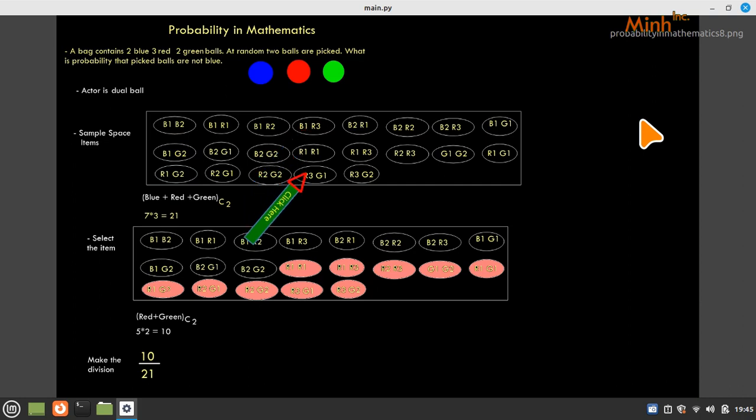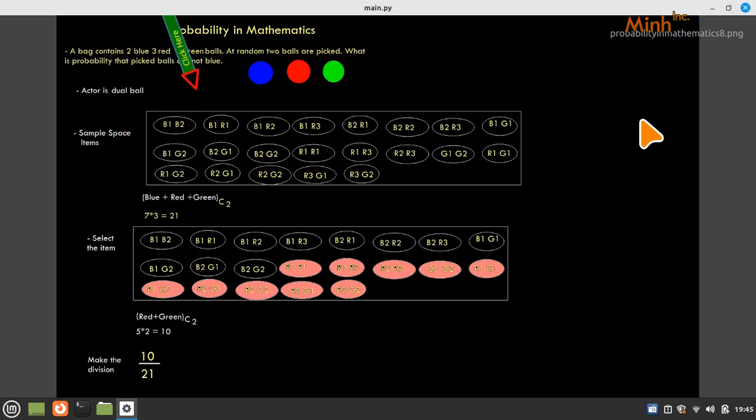Where are we interested? We are interested in all the items where blue is not coming. If that is true, then there are 10 items where blue is not coming, and there are a total of 21 items. So the division, if we make it at the end, will come as 10 by 21. Okay, so no one has the guts to draw this one and then find this one.